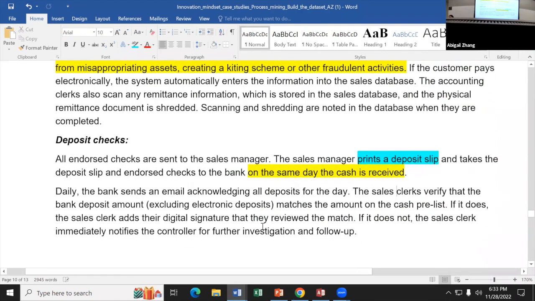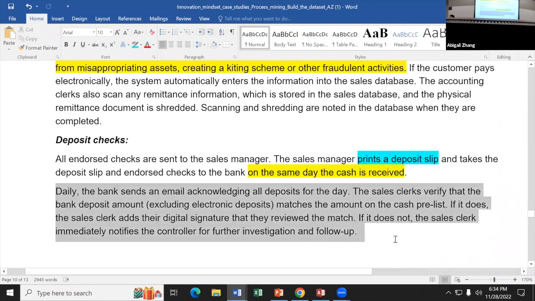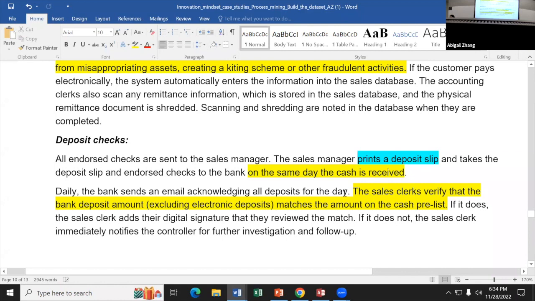What are the other controls you can identify? Maybe you can take a look at the last paragraph here. What kind of control can you identify? Exactly. So this is a reviewing task, right? So here it's a detective control because you are detecting if any information from the bank mismatches with your own record.